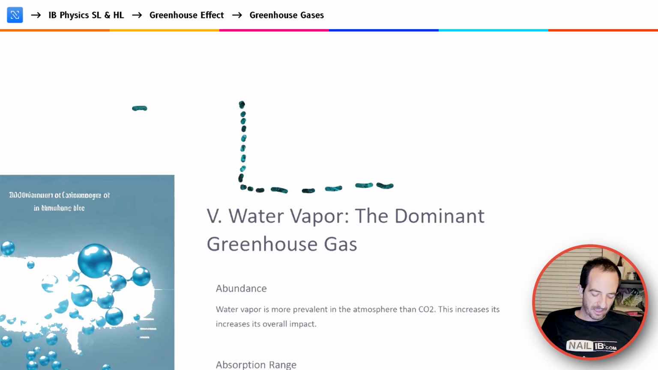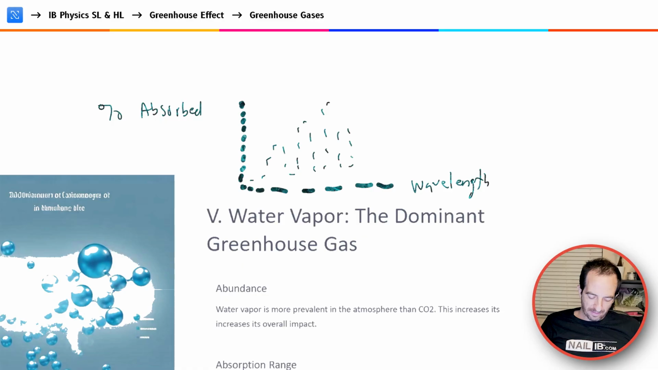So I make the same sketch: the percent of the infrared radiation that is absorbed with respect to the wavelength. And in the case of water vapor, it will actually absorb significant amounts of radiation at a greater number of wavelengths. So it will look something like this, even more than in CO2, which gets a lot of the media attention.